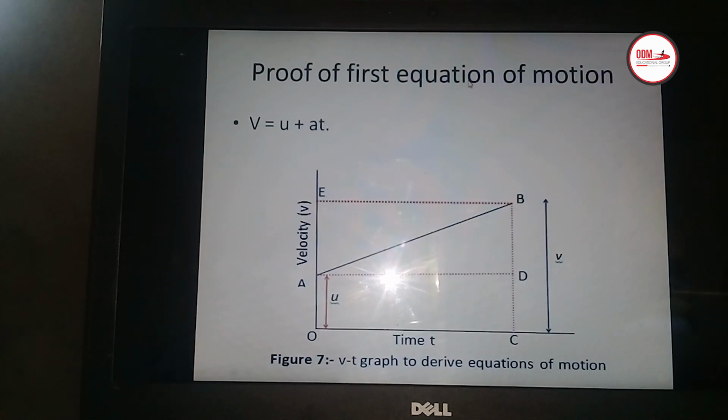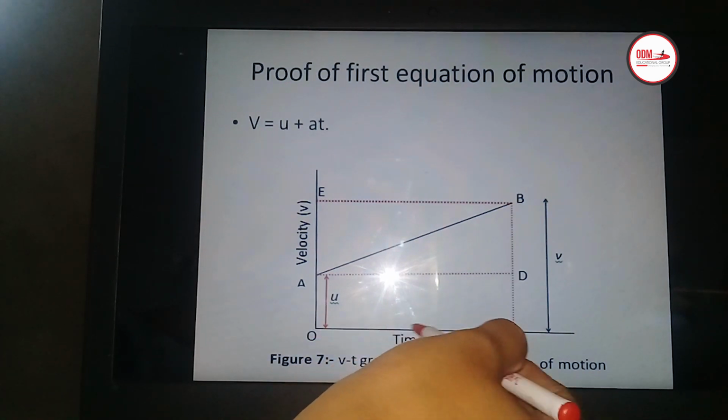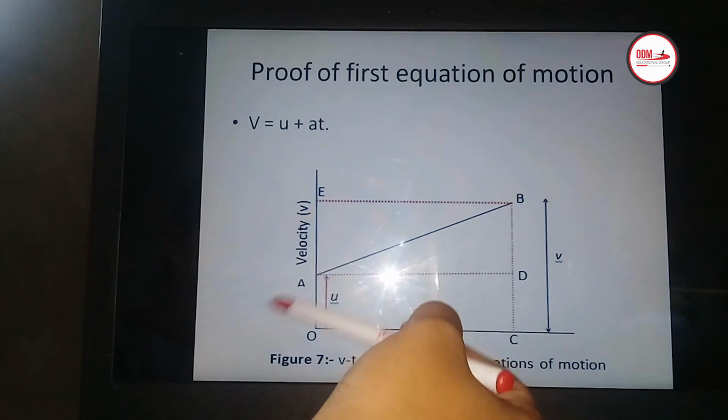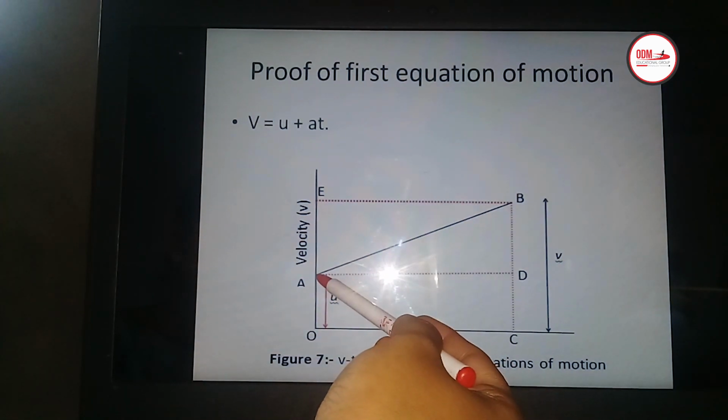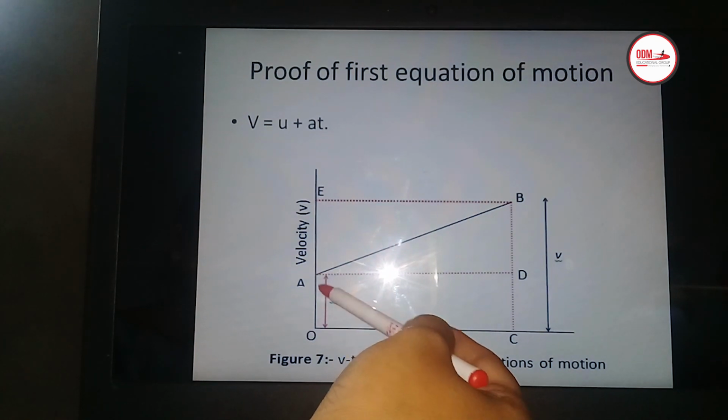Now we will prove the equations one by one. The first equation is v = u + at. Before starting the graphical proof, we have to draw a velocity-time graph, where on the y-axis we take the velocity and on the x-axis we take the time. Secondly, the object will start its motion from initial velocity u. The initial velocity is not 0. As we can see, OA is equal to u.